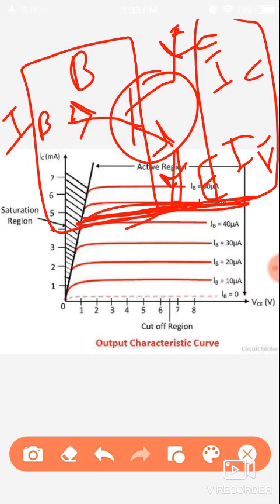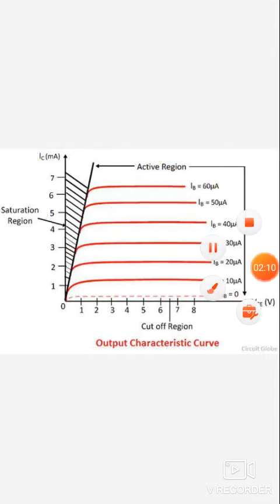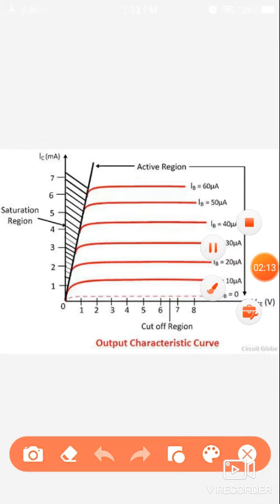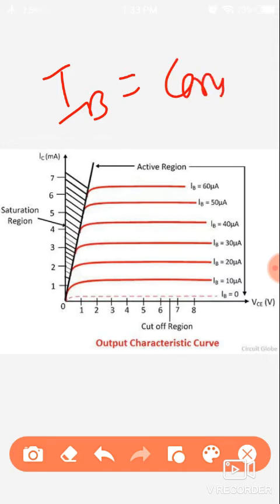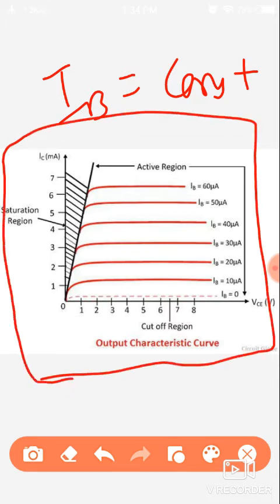Here, when we trace the curve between input and output voltage and current, one thing is common. We put IB equal to a constant value for drawing the curve, and all of these are output curves for an NPN or PNP transistor, where IB, the base current, is kept constant.